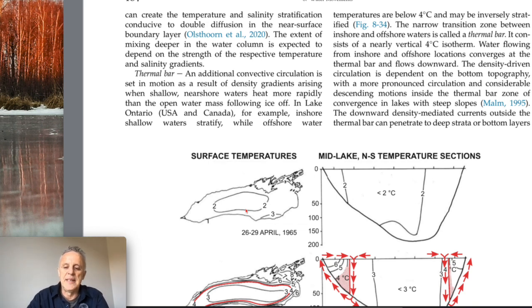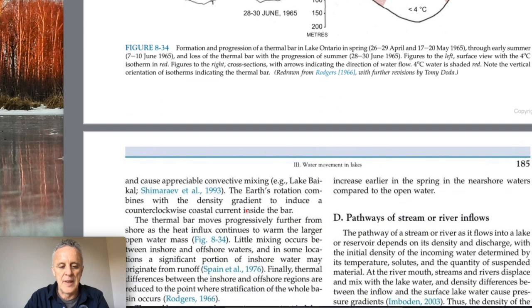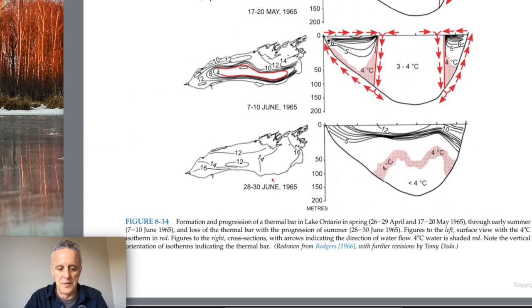The downward density-mediated currents outside the thermal bar can penetrate to deep strata or bottom layers and cause appreciable convective mixing, for example, Lake Baikal. The Earth's rotation combines with the density gradient to induce a counterclockwise coastal current inside the bar. So in figure 8-34, we see the formation and progression of a thermal bar in Lake Ontario through early summer, and loss of the thermal bar with the progression of the summer.